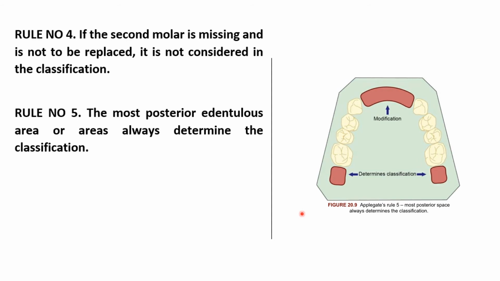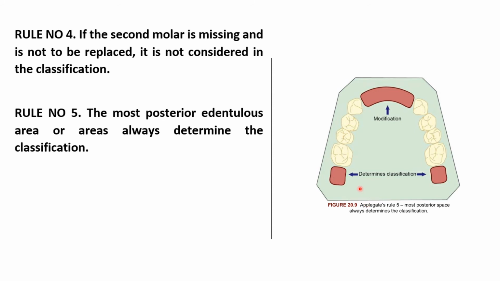Then rule 5 is the most posterior edentulous area or areas always determine the classification. For example, as you can see over here, the red color areas are the edentulous spaces. Over here this is one edentulous area, and over here these two are edentulous areas. According to rule 5, the most posterior edentulous area determines the classification. So this is class 1, as it is a bilateral edentulous area. The most posterior edentulous area determines your classification.